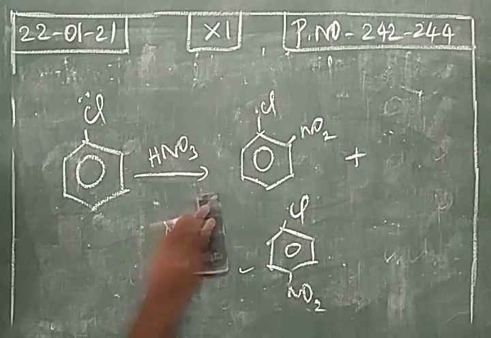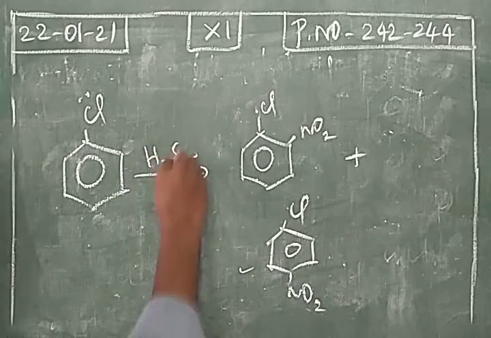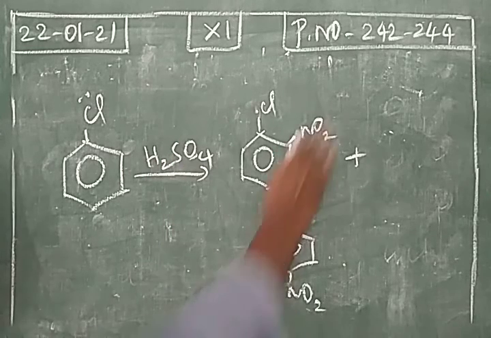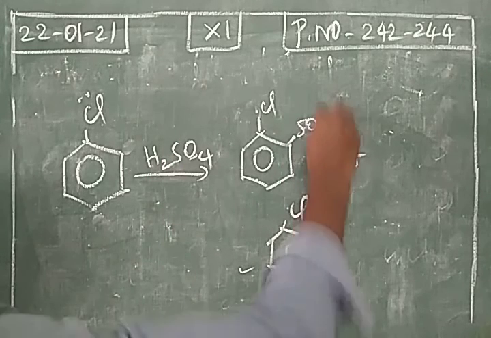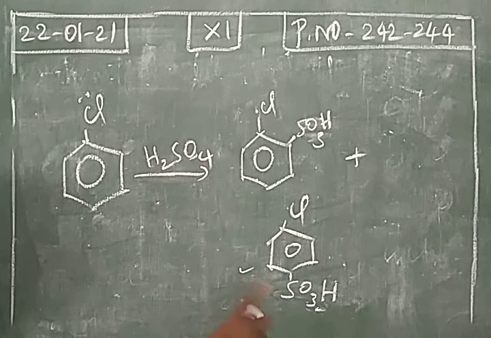And you can do sulfonation also. Sulfonation will be done using concentrated sulfuric acid. At ortho position and para position, we will have sulfonic acid functional group. So this is orthochlorobenzene sulfonic acid, parachlorobenzene sulfonic acid. This will be the major product.